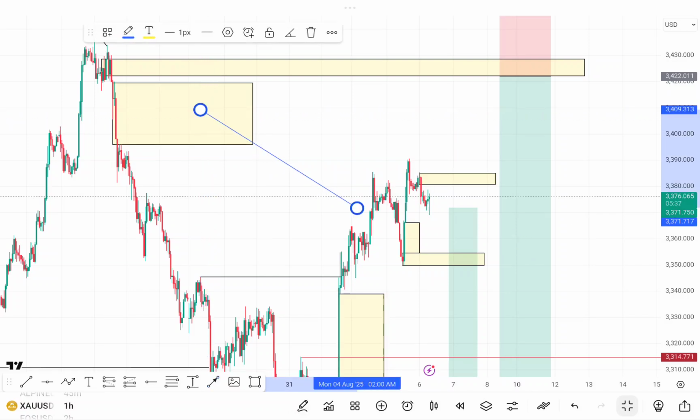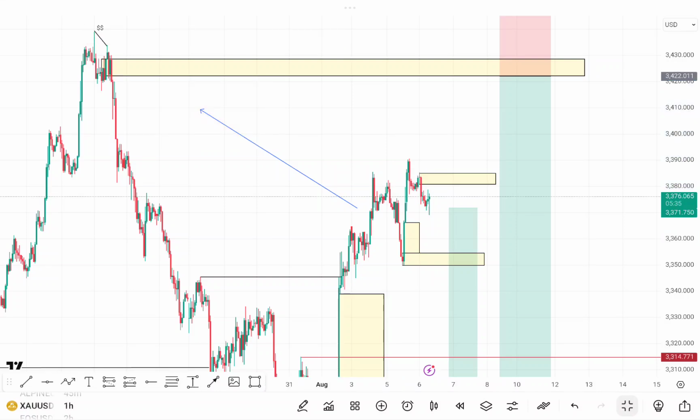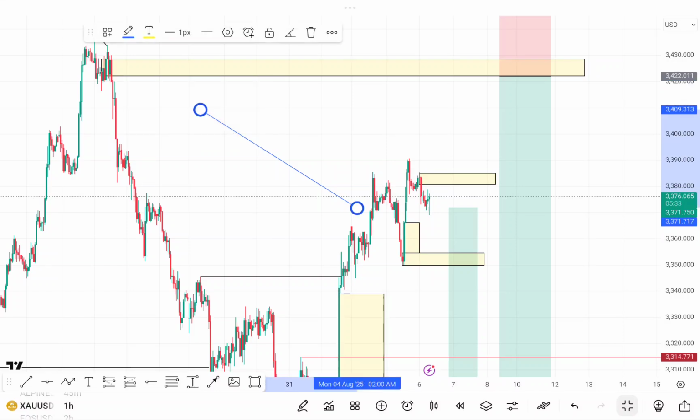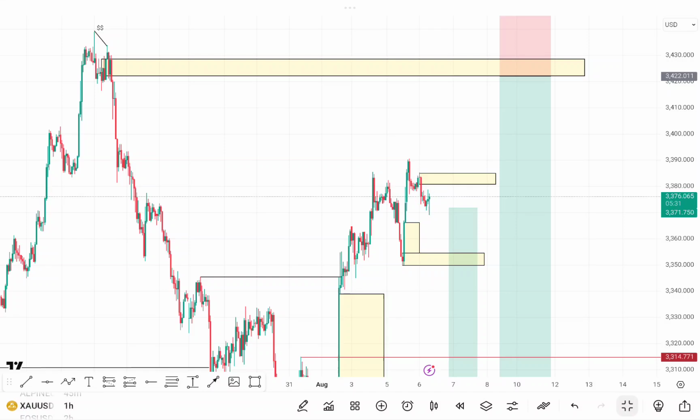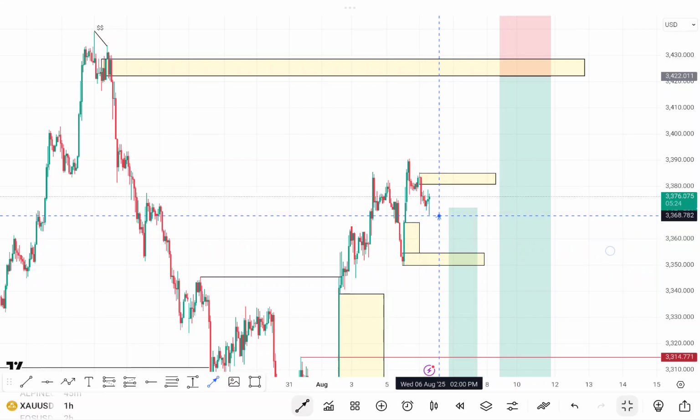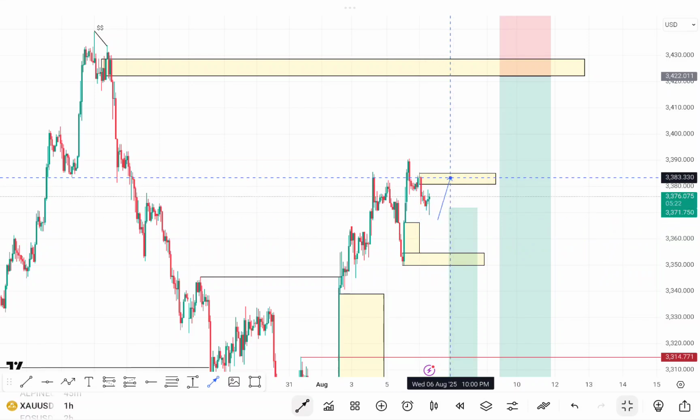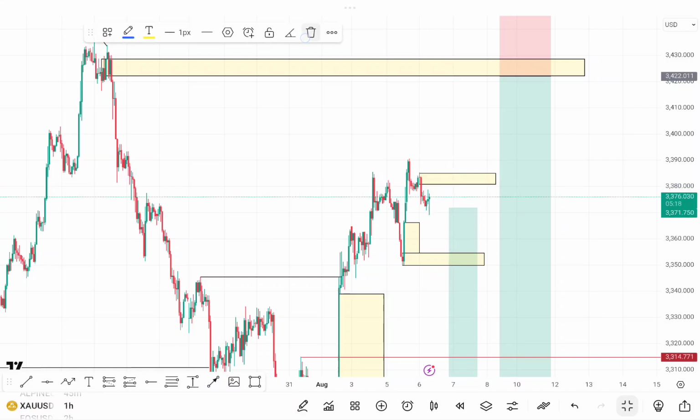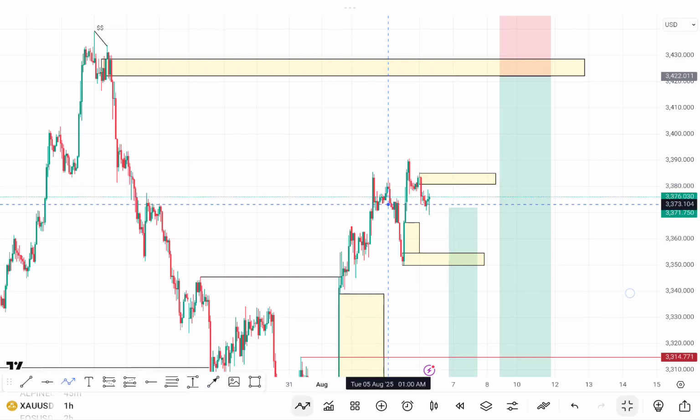But then if the market does not, then we're going to see the market reacting at this zone. Let me use the path very clearly. So this is the first thing we're looking at here.